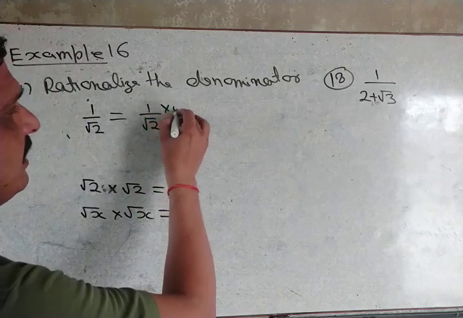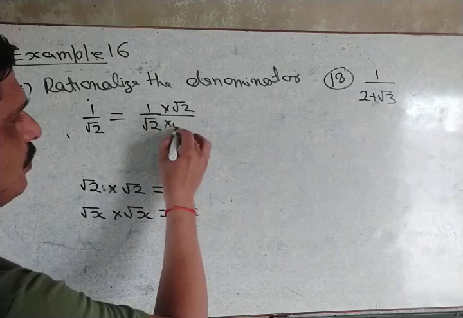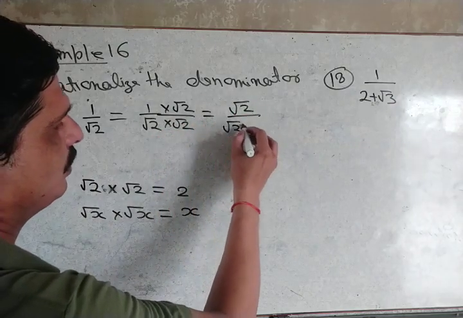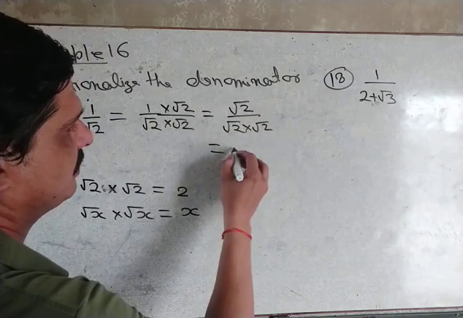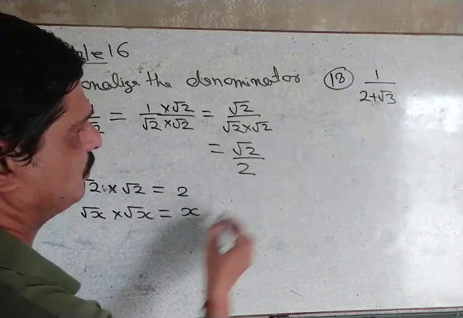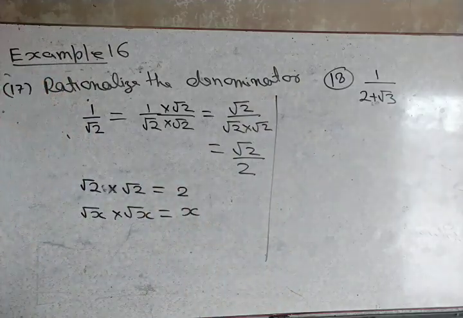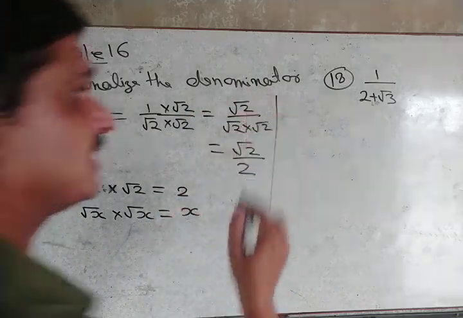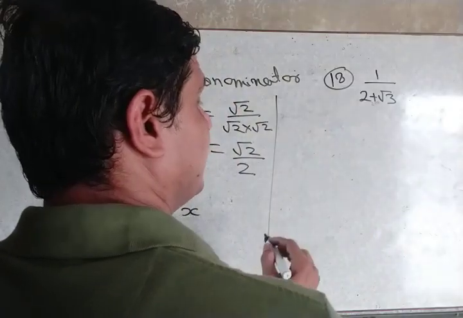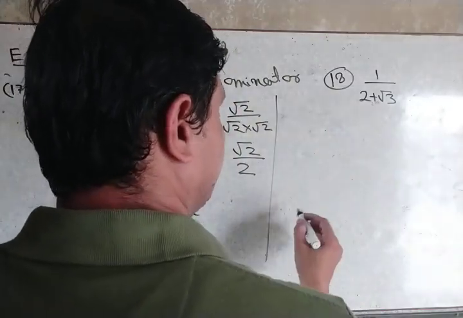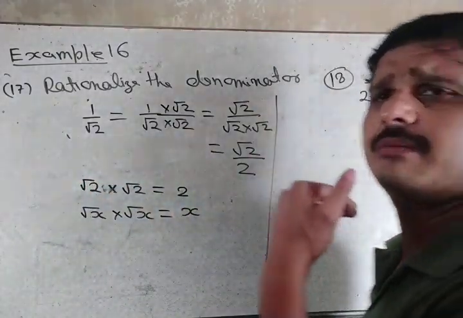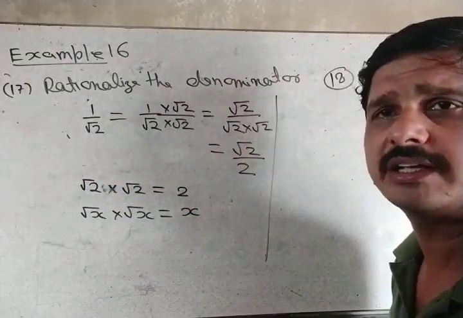So we multiply by root 2, and what will we get? Root 2 in the numerator, and in the denominator root 2 into root 2, that is 2. This is the way we rationalize any quantity. This is example 17 of your book, and this is example 18. We have to multiply, and we come to know that we can multiply anything. Use your mind. We can multiply anything to remove the irrationality.